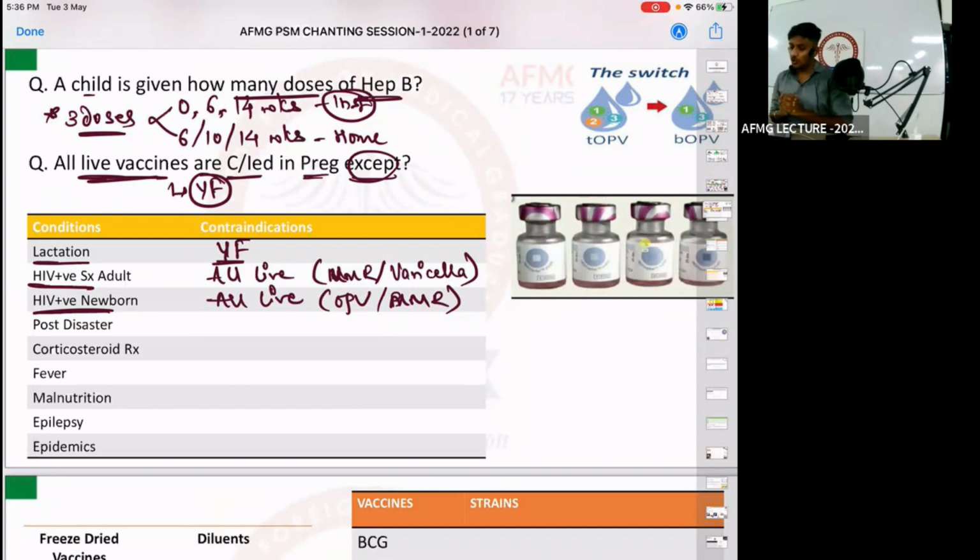So HIV positive newborn, which vaccines are contraindicated? But which vaccines can be given? OPV and MMR, along with plus minus BCG.